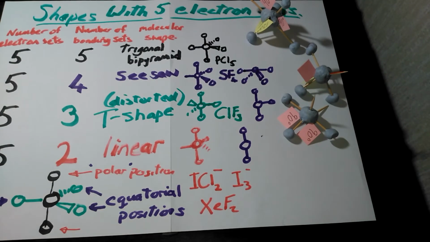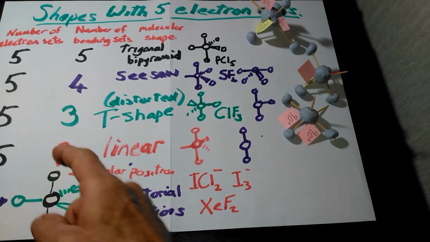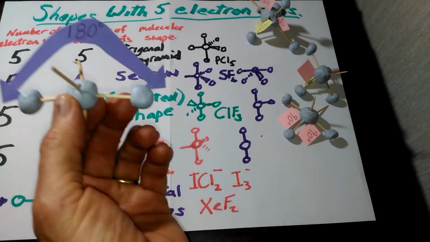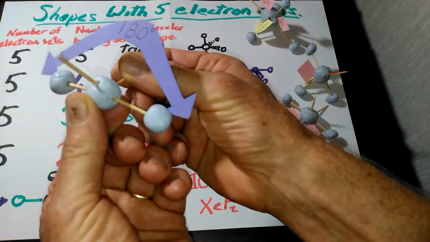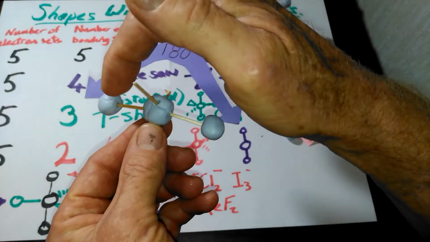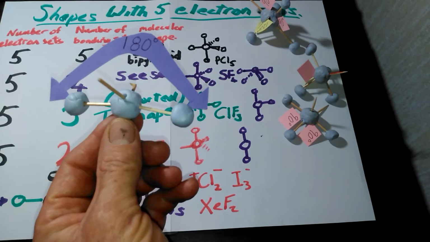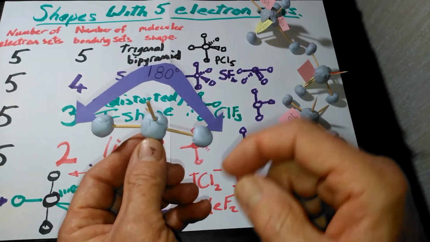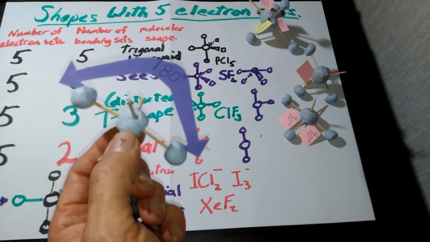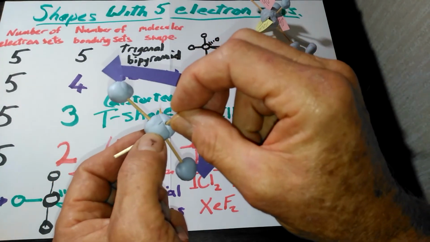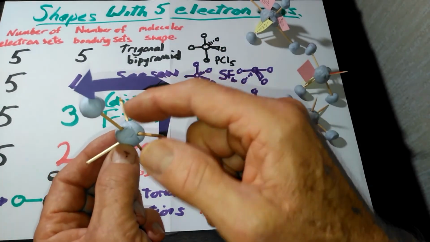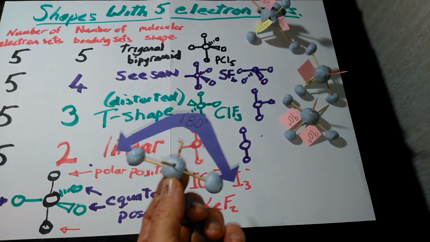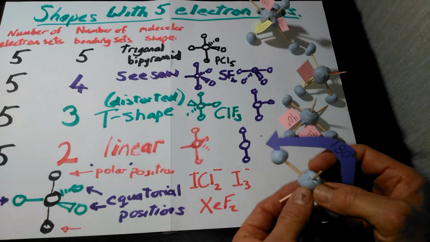And going on down to having 5 electron sets, 2 of them bonding, we have the linear shape here. And we still have the 2 polar position atoms and bonds make a 180 degree bond angle. If those outer atoms were the same identical atoms, we have these 3 lone pairs sitting around the middle there. That would be a very nice exact 180 degree linear molecule.